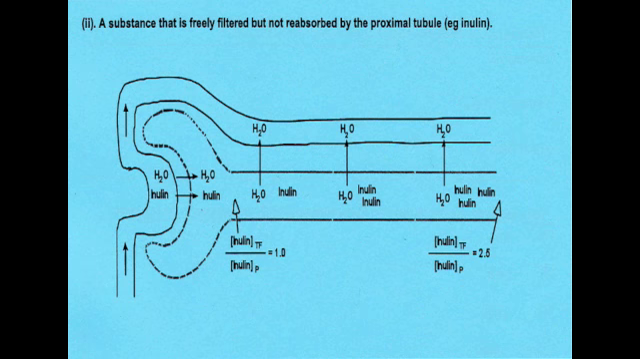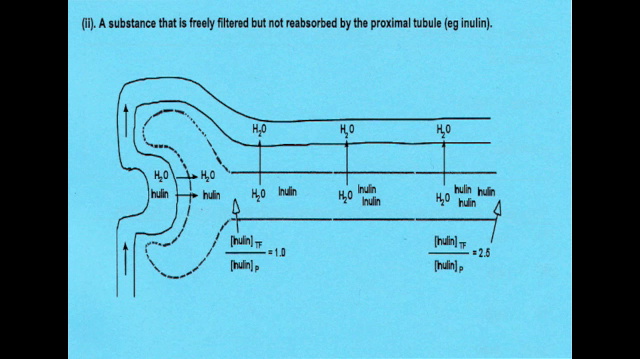So here we have a substance that is freely filtered into our proximal tubule but is not reabsorbed by our proximal tubule. An example of this is inulin. Now, inulin is used medically to help measure kidney function by determining our glomerular filtration rate, which we also call the GFR in a shortened term.